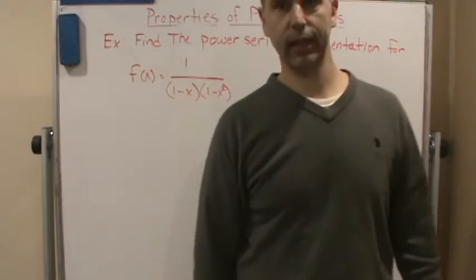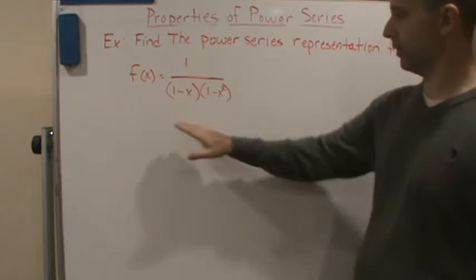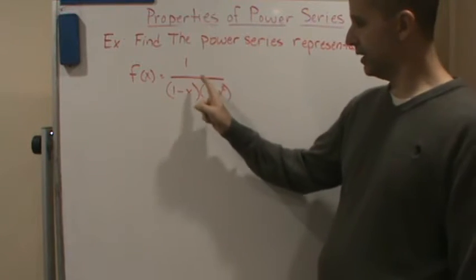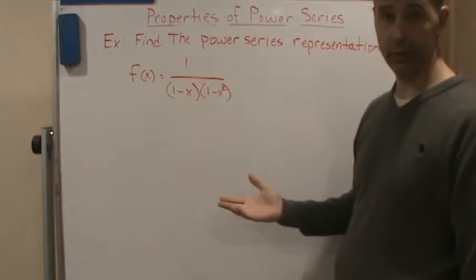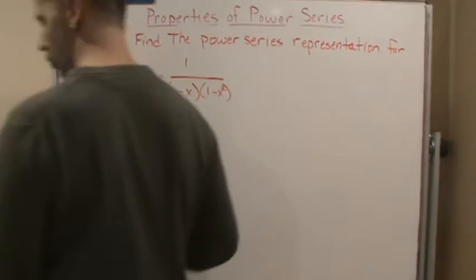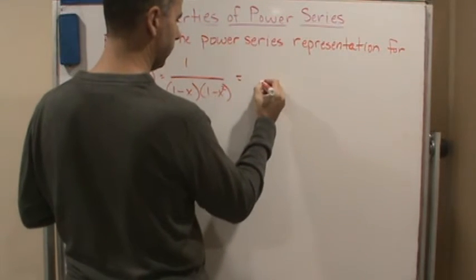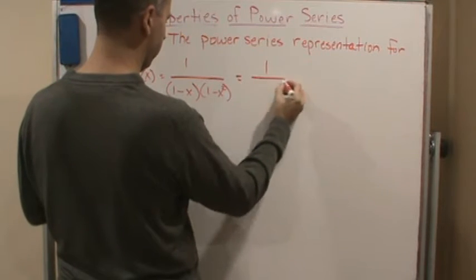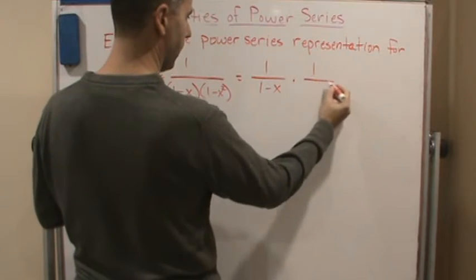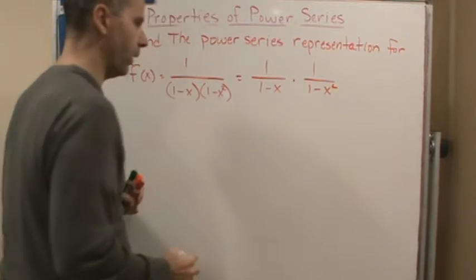Okay, so now let's look at this example here. We want to find the power series representation for this function, okay? The first thing you want to notice is that this is a product of two other functions. You could split this up as a product of two fractions, right? So you could write this as the product of 1 over 1 minus x, times the quotient 1 over 1 minus x squared.